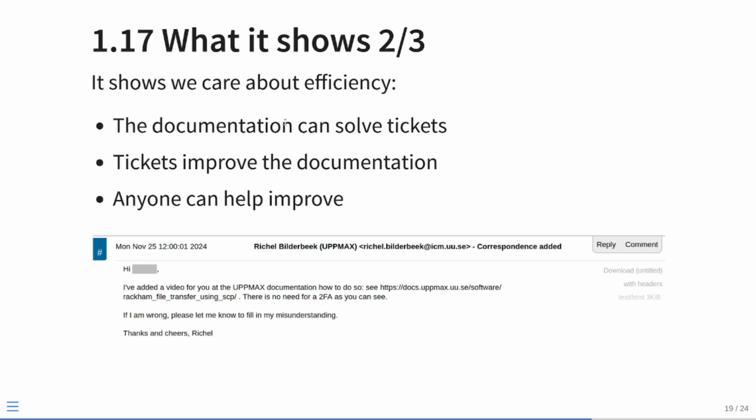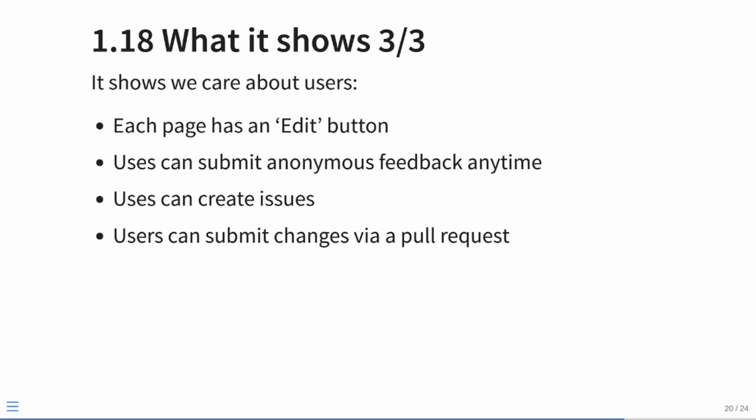So how we work shows we care about quality and efficiency, but most important, it shows we care about our users. And it shows we care about the users because each page has an edit button at the top right. We have a place where people can submit anonymous feedback anytime. Anybody can create issues at the GitHub repo of our documentation. And anybody with a GitHub account can submit changes via a pull request. Okay, and until now they have all been accepted.